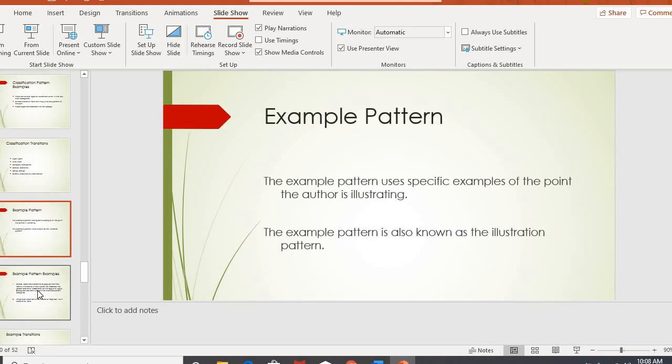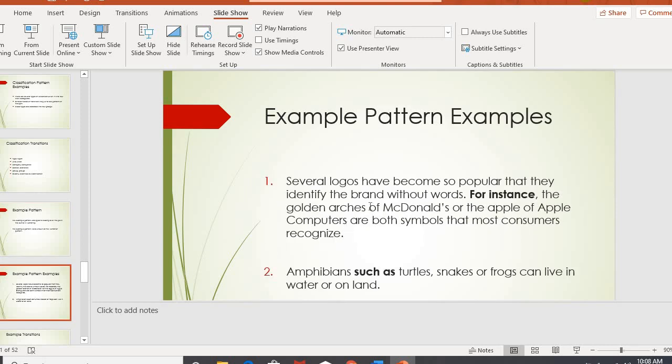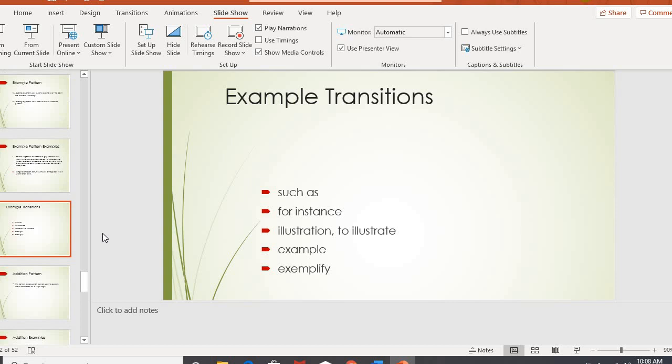All right, almost done here. Example is just what it sounds like, whenever an author is trying to give you an illustration of a specific concept. Several logos have become so popular that they identify the brand without words. For instance, the golden arches of McDonald's or the apple of Apple computers. Amphibians such as turtles, snakes, or frogs can live in water or land. So if an author is using examples, they may say things like for example, for instance, such as, to let you know that they're giving you examples.